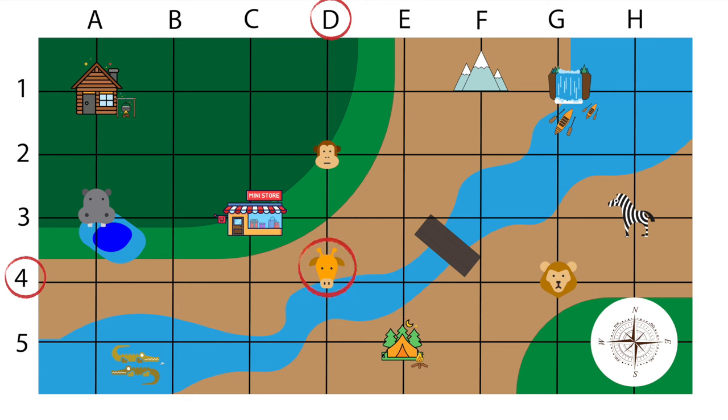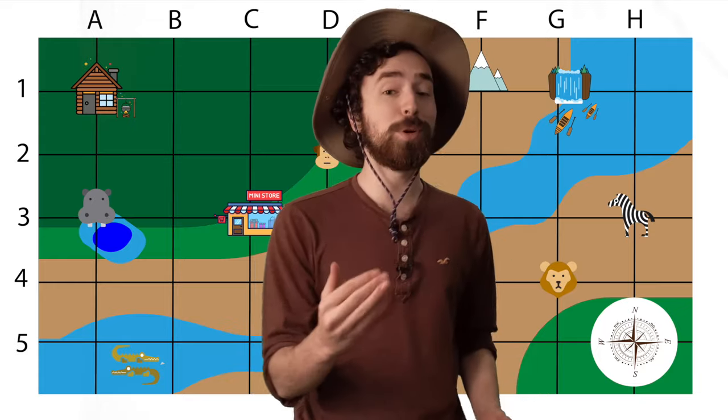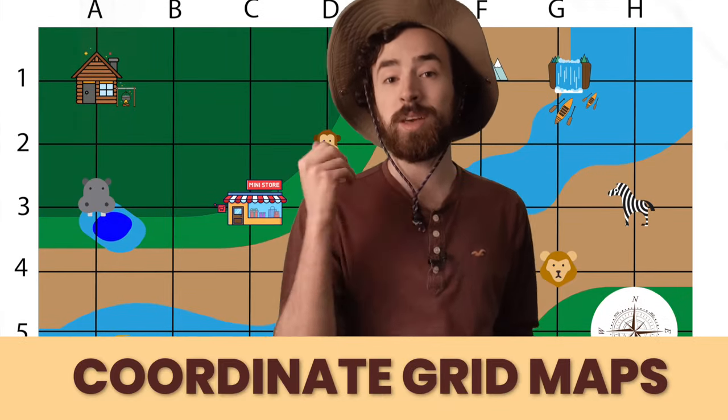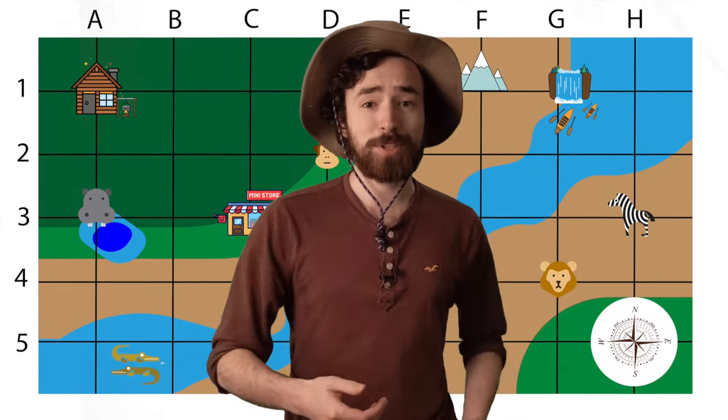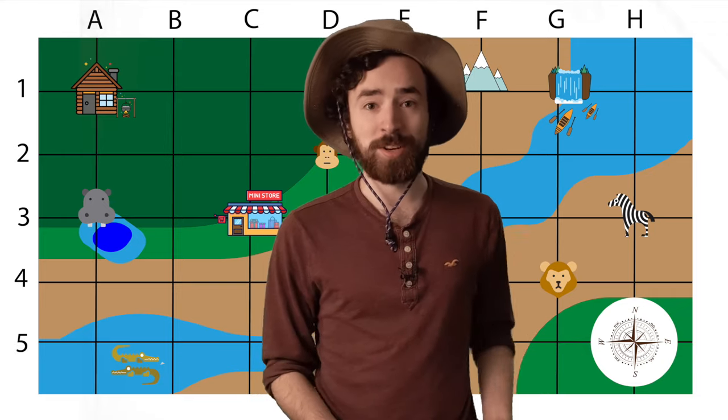Our last destination is the overnight camp. That's coordinate 5E. Let's find that one together. You found it. This is where we'll set up the camp. And now you know so much more about coordinate grid maps. Man, map grids just make finding things so much easier.